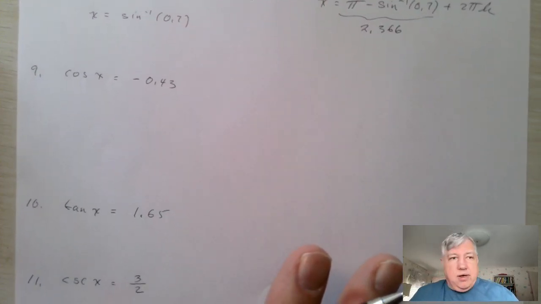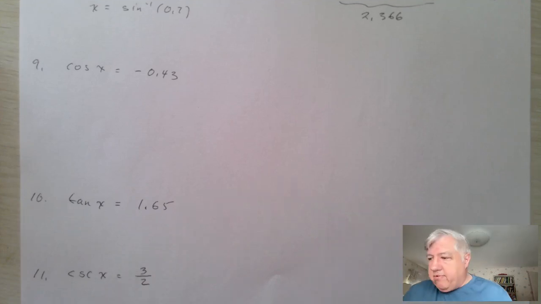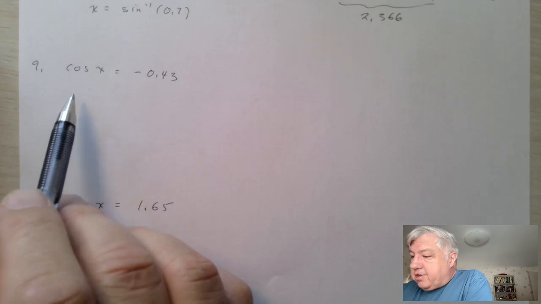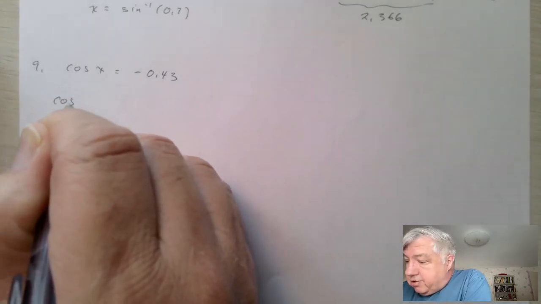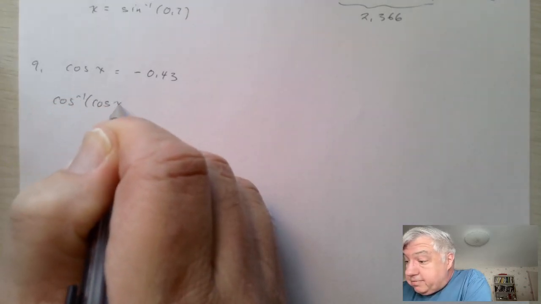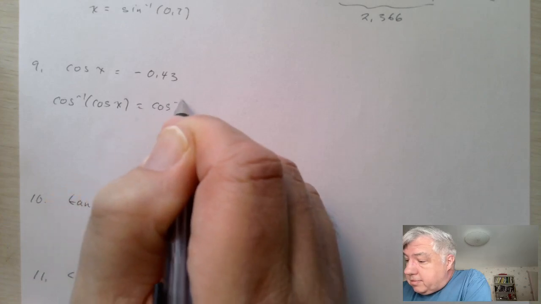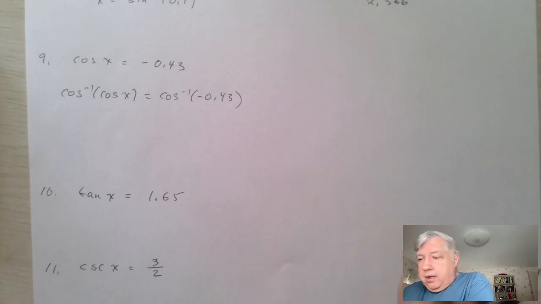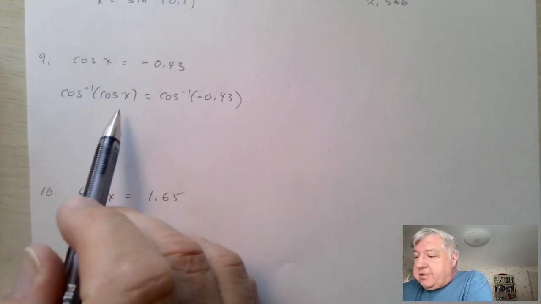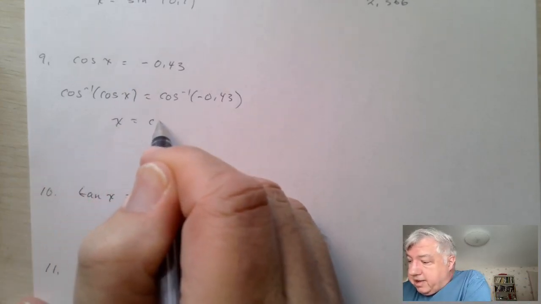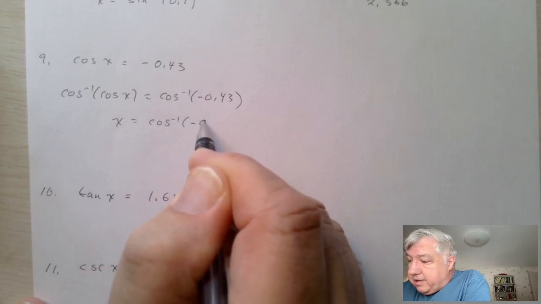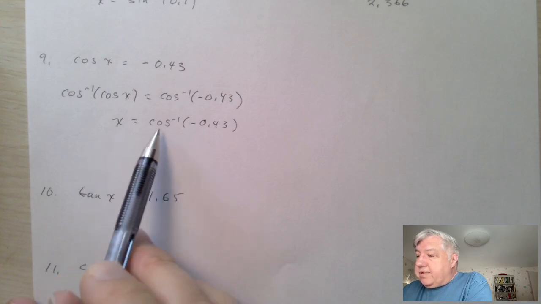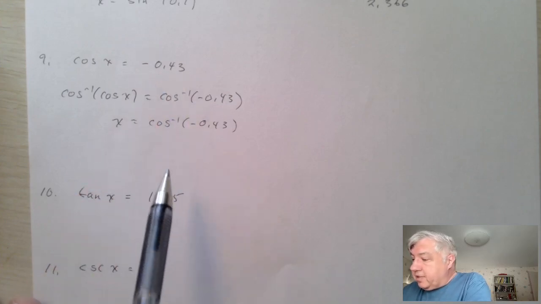The inverse cosine of negative 0.43. This is another case where we have to use our calculator and our inverse cosines. Take the inverse cosine of both sides, and then this is x. If x is in the first quadrant, then x is going to be the inverse cosine of negative 0.43. Actually, in this case, x would be in the second quadrant because this is a negative value.